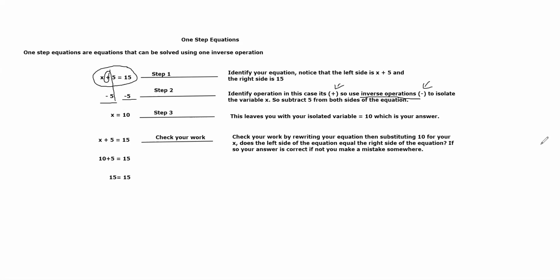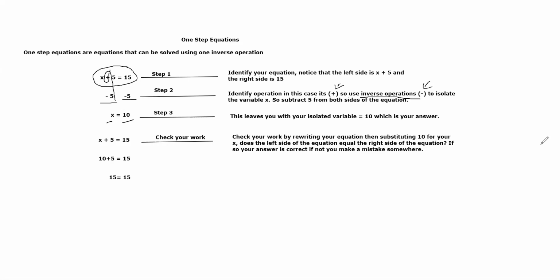So that leads us to step 3. Well, the 5's canceled out, and I'm just left with x on the left side of the equation, right? And 15 minus 5 is just 10, right? So that means that my x is equal to 10. That is my final answer, right? This leaves me my isolated variable. My variable is by itself. That's what isolated means. 10, which is my answer.